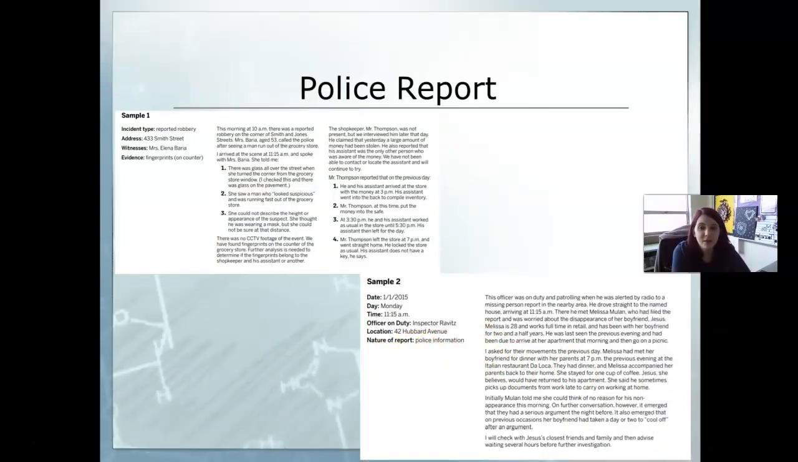These are two examples of police reports. So sample 1, the incident was a reported robbery. This is where it took place, the person that saw it, and evidence. The evidence they have is fingerprints. This is her account of the situation, or the account that the police officer took in report to this.